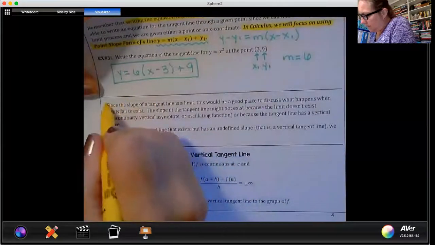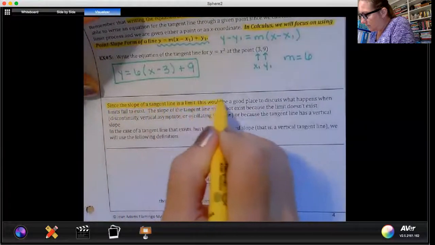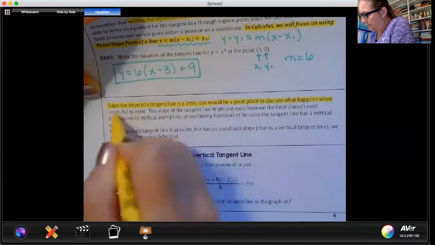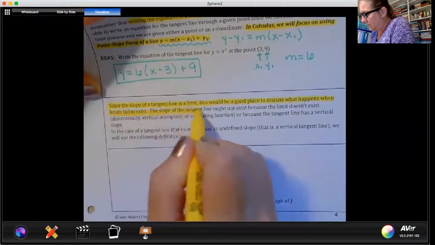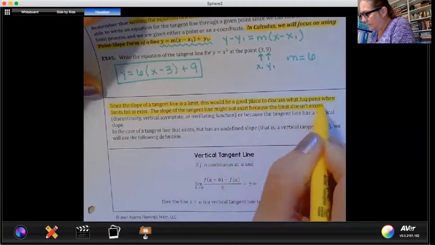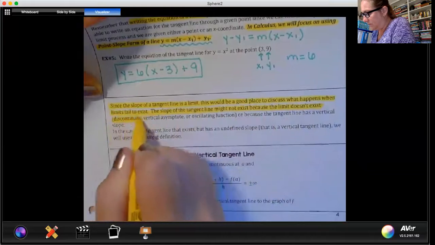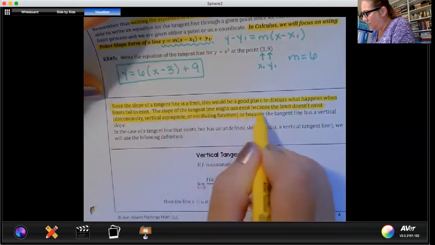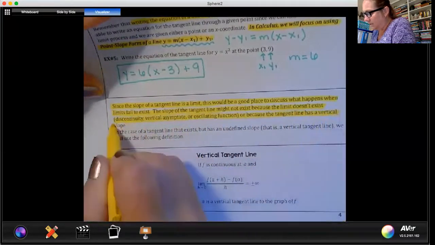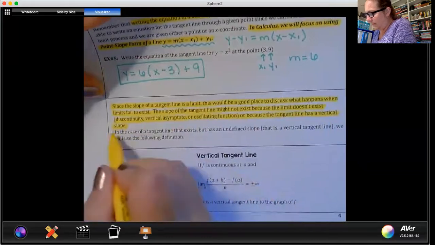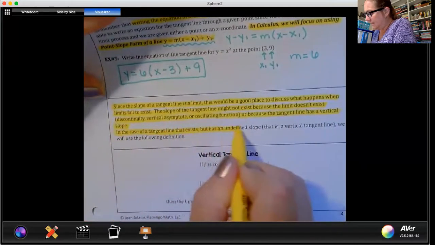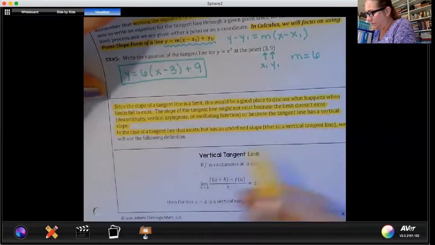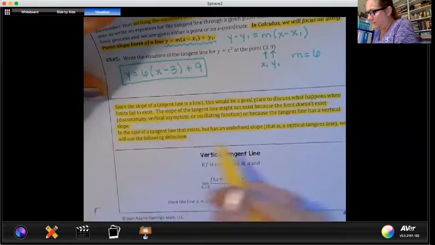Since the slope of a tangent line is a limit, this would be a good place to discuss what happens when limits fail to exist. The slope of the tangent line might not exist because the limit doesn't exist, because you have a discontinuity, a vertical asymptote, or an oscillating function, or because the tangent line has a vertical slope. In the case of a tangent line that exists but has an undefined slope, that is a vertical tangent line, we will use the following definition.